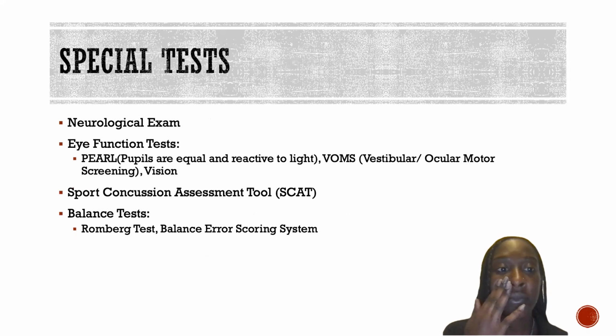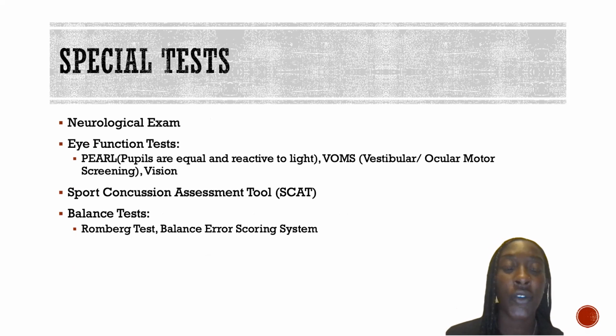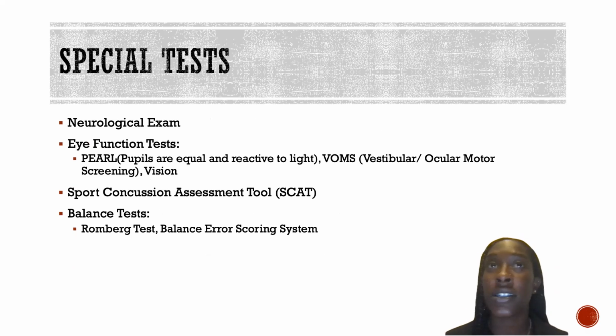So special tests. You're always going to have your neurological exam, assessing the cranial nerves. You're always going to do your eye function test. So your PEARL, making sure they're reactive to light, your VOMS testing in all 5 domains, and just making sure the overall vision is not blurred. You're always going to do your SCAT, whether it's SCAT 3, SCAT 5, or whatever. You're always going to do your SCAT form, just to make sure. You're always going to do your symptom scores in the beginning.